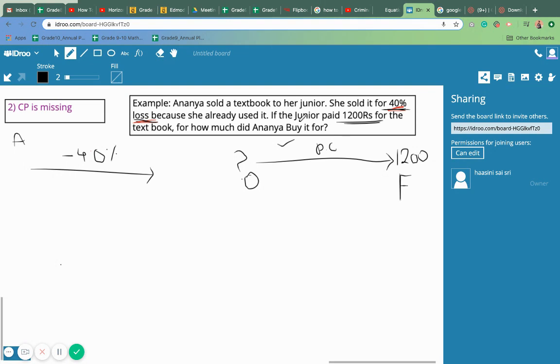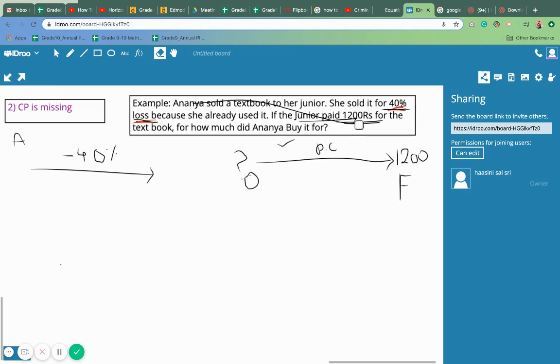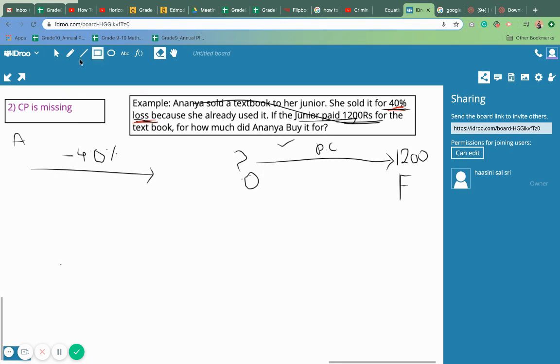So, if the junior paid 1200 rupees, then how much did Ananya sell it for? Ananya sold it for the same amount, right? Ananya sold it for 1200 rupees only.